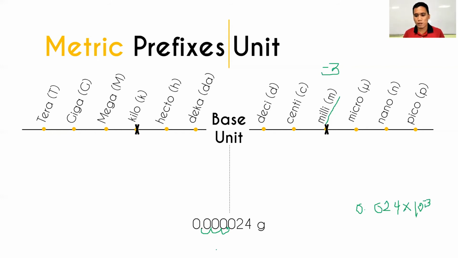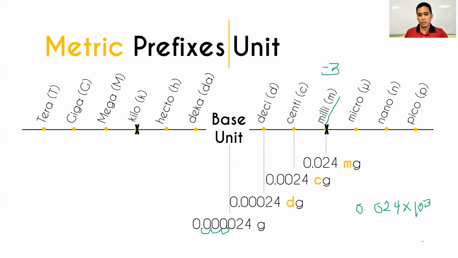So, imbes na ang ilagay natin is 0.024 times 10 to the power of negative 3, we apply the appropriate prefix, which is milli. So 0.024 milligrams. Same with the centi and the deci. So ganyan lang. Just practice converting decimal to scientific notation.